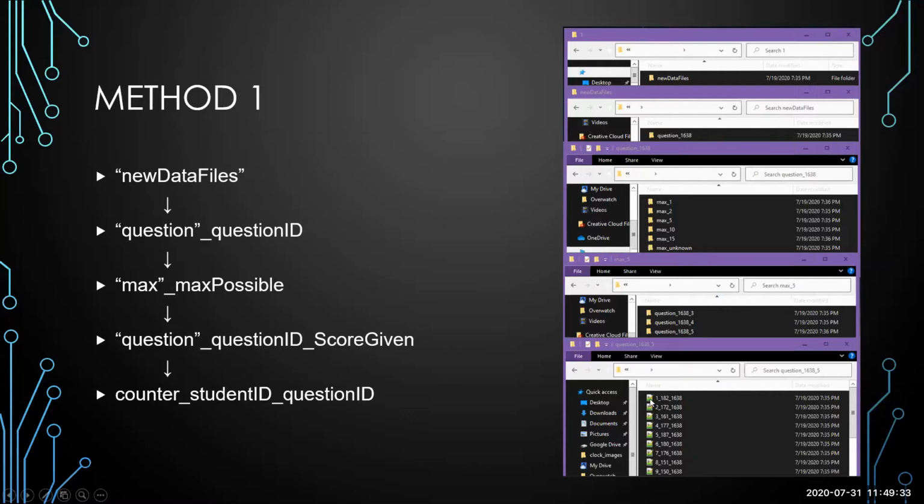And it looks like this. On the left, the first number is just a count. Then the number in the middle is the student ID, and the last one is 1638, which is the question ID. And that is method one. That was the first method that I created.